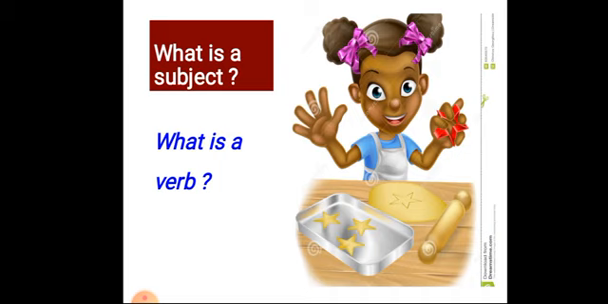Now, what is a verb? That one is easy. We all know it. A verb is an action or a doing word. That means the action that the girl is carrying out is a verb. Baking is the action. She's baking. That verb, baking, is something she does. So we know the difference between a subject and a verb. A subject is a person, animal, or thing doing the action, while the verb is the action itself. Let's move on.